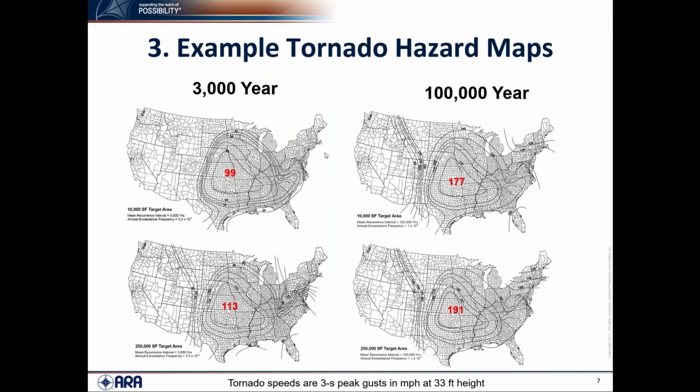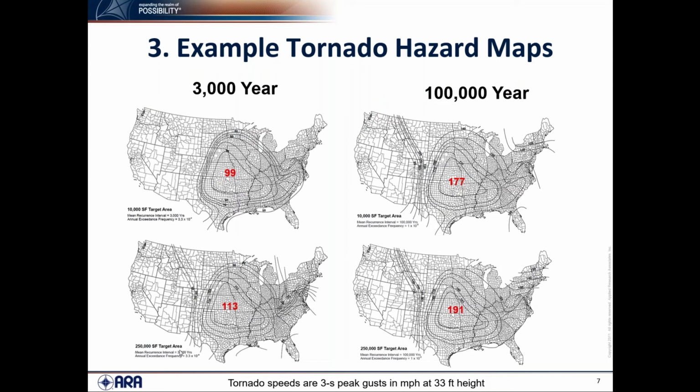So what does this actually look like in terms of maps? The left-hand column is a couple of maps at the 3,000 year return period, the mean recurrence interval. We can see the contours, and just because these are small to try and show several at a time, I just showed you the maximum wind speed in the interior of the US here with the tornado speed would be 99 miles per hour. This is for a 10,000 square foot target area.